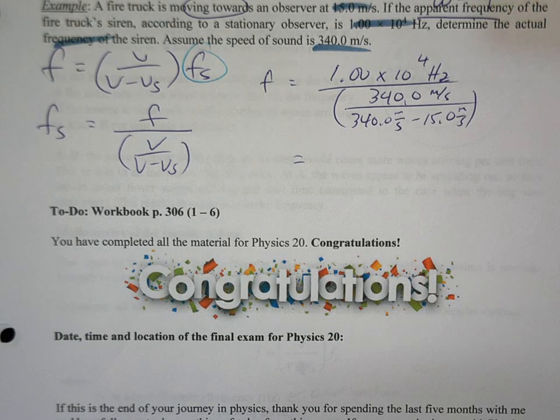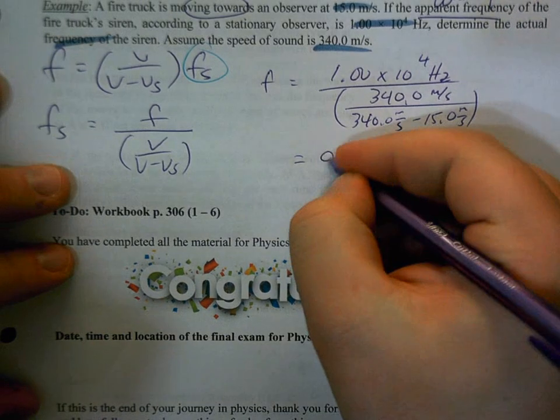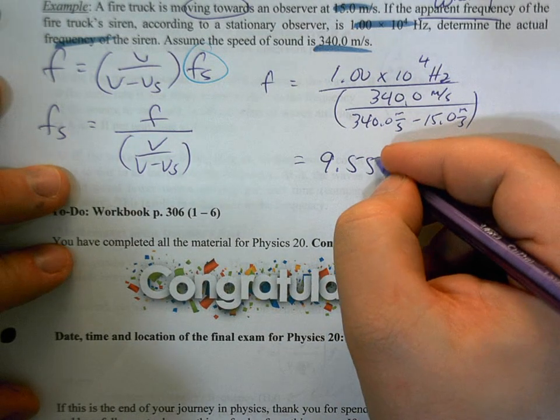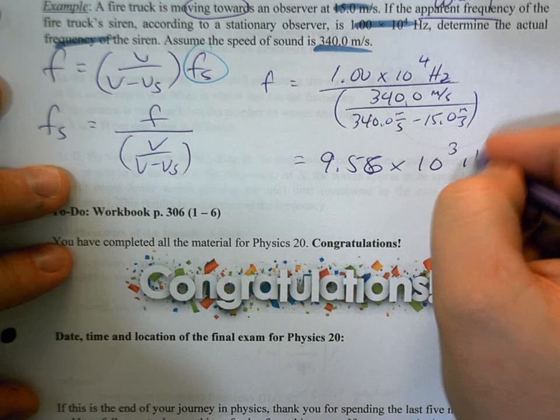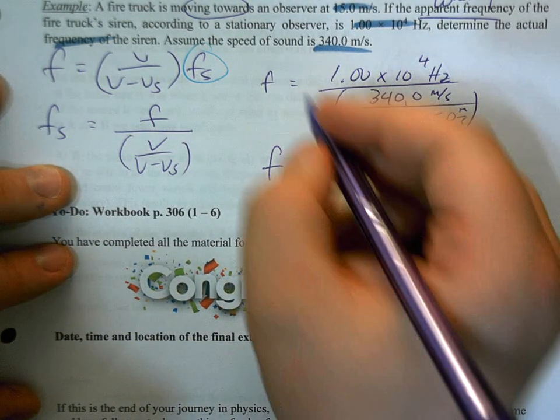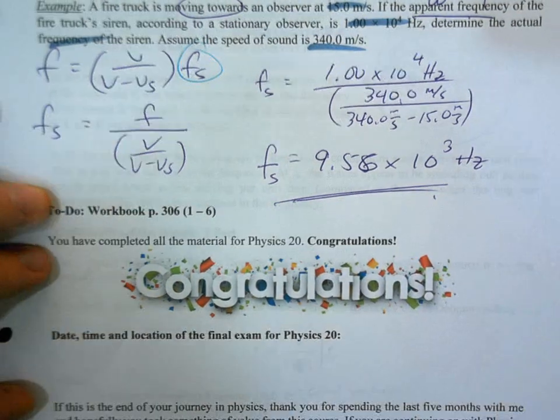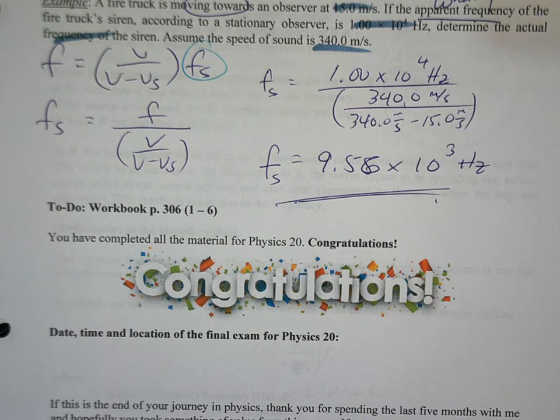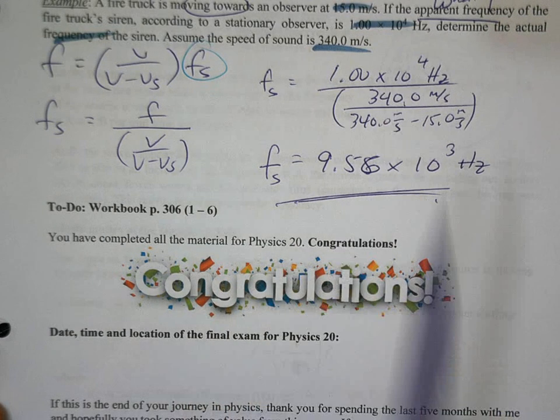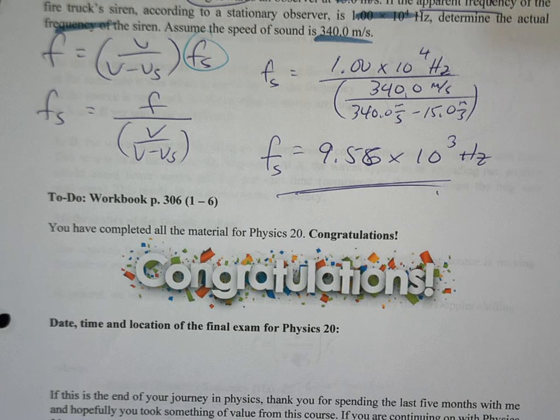So let's see what we got going on here. We're going to get about 9.56 times 10 to the 3 hertz. So this is my actual frequency of the source. This is what's actually printed on the object producing this noise. So its frequency is about 9.56 times 10 to the 3 hertz. So let's check. As something approaches, we have an increase in the frequency, which is what we expect. So we can be pretty confident in our answer. With the Doppler effect, make sure you're distinguishing between the actual frequency and the Doppler frequency. People mix those up all the time.